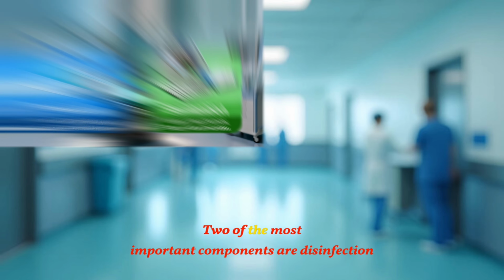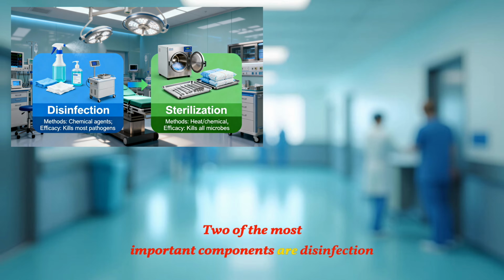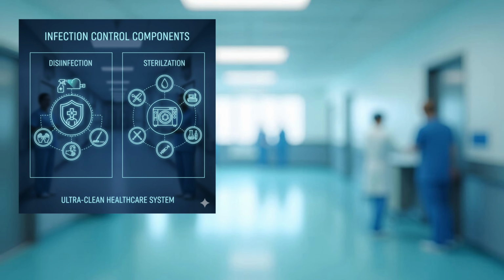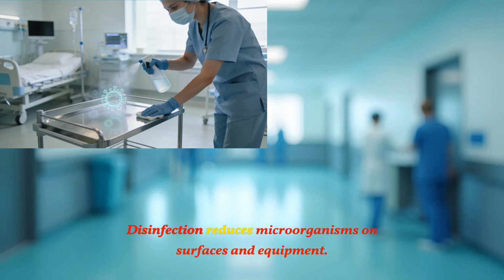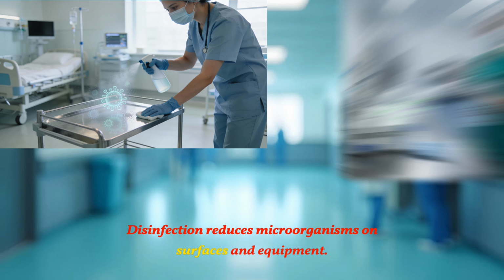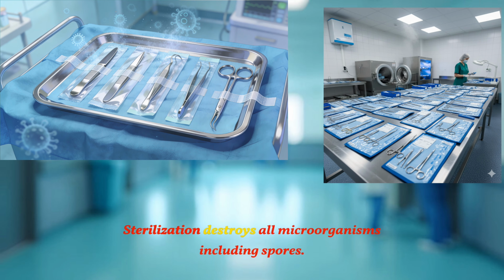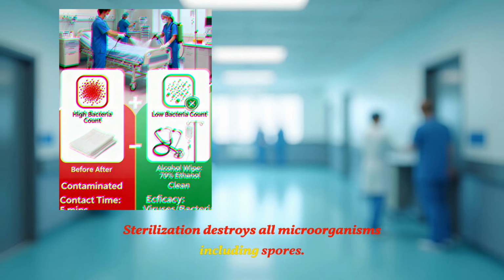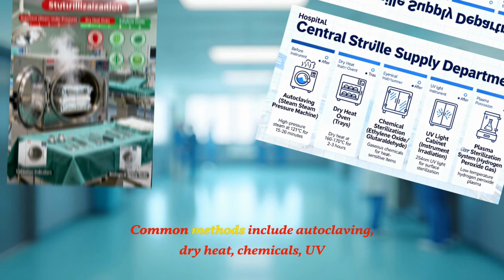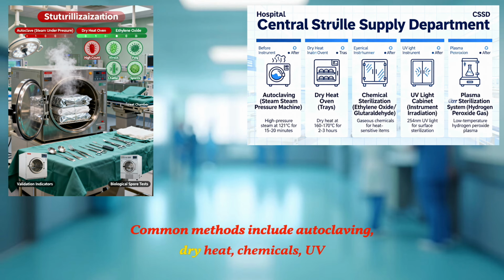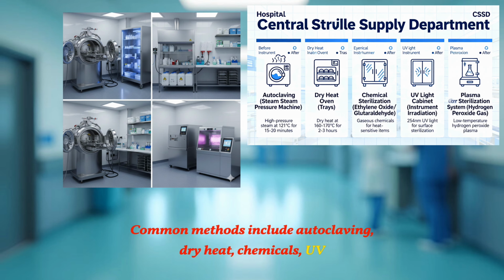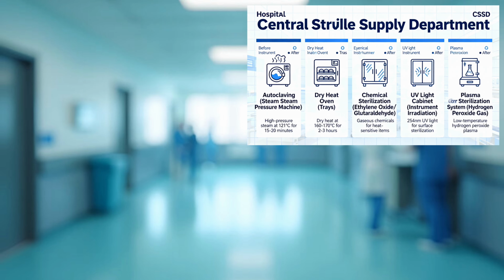Two of the most important components are disinfection and sterilization. Disinfection reduces microorganisms on surfaces and equipment. Sterilization destroys all microorganisms, including spores. Common methods include autoclaving, dry heat, chemicals, UV light, and plasma sterilization.